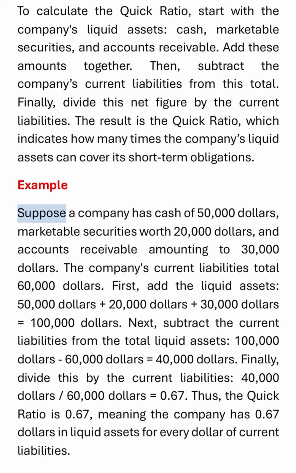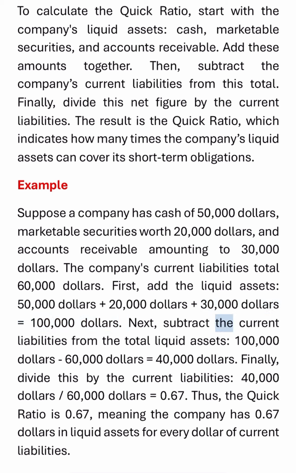Example: suppose a company has cash of $50,000, marketable securities worth $20,000, and accounts receivable amounting to $30,000. The company's current liabilities total $60,000. First, add the liquid assets. $50,000 plus $20,000 plus $30,000 equals $100,000.